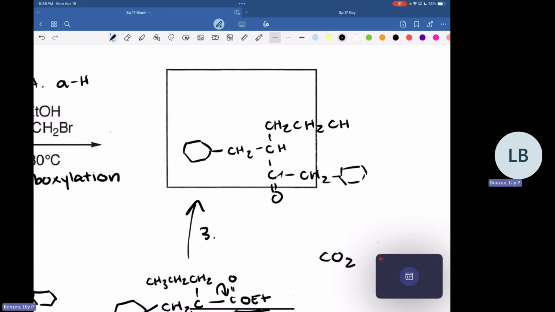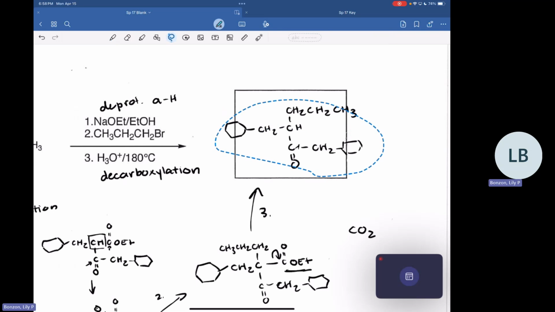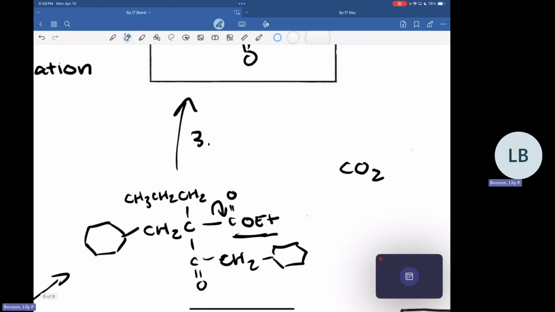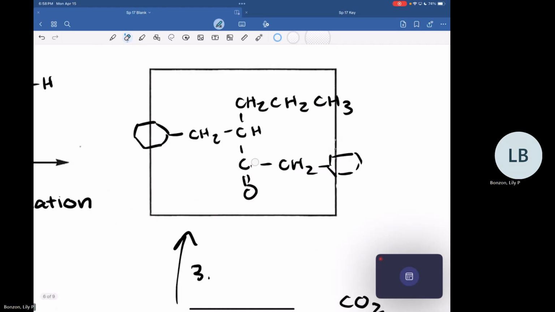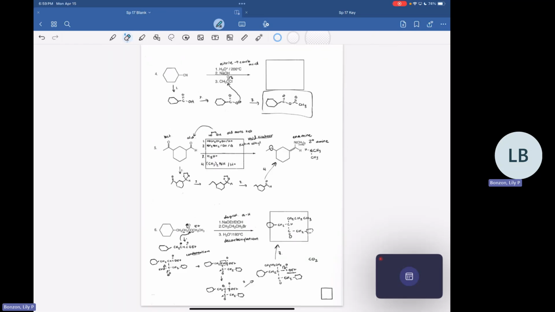Okay, so this one was kind of a lengthy one, but this is what we're left with. So again, for that last step, we just took the carbonyl and the ester part and just kicked it off. Okay, any questions on this page of reactions?